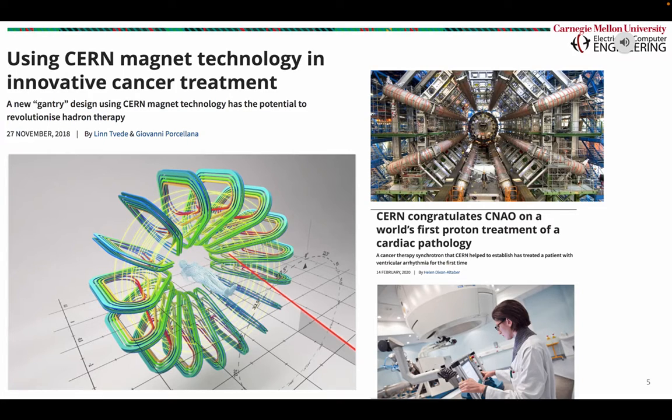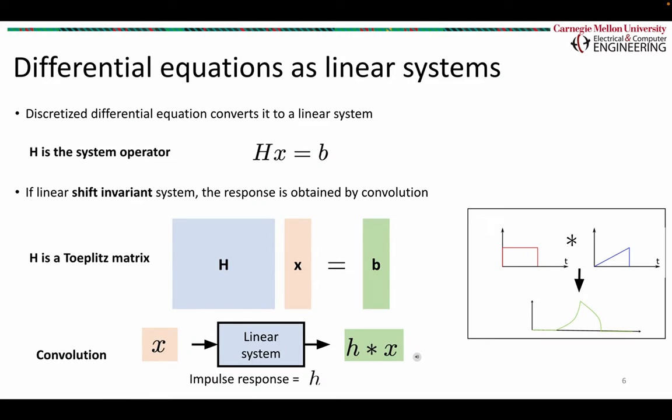Many scientific simulations use differential equation solvers, and these solvers work by discretizing a continuous domain and solving the system of equations to model different types of behavior. Discretizing a differential equation converts it into a linear system. Here, h is the system operator, and provided with an input x, it produces a response b. If the system is linear shift invariant, then the response is obtained by convolution of h with x.